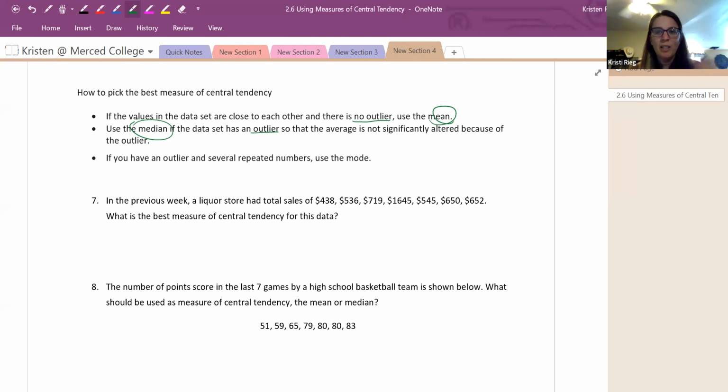However, in the median, you're just counting to see what number lands right in the middle. So if you have a really big or really small number, it's going to get thrown away anyway. So it doesn't affect the median at all.